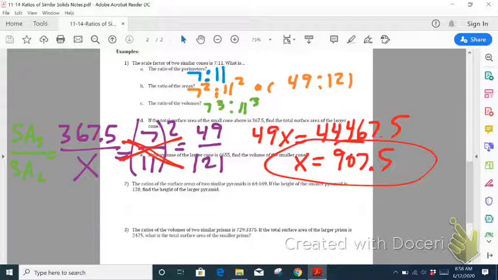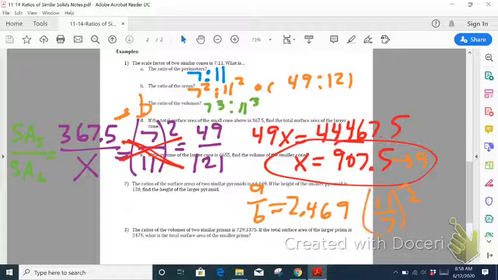Now, just to double check, if you divide 907 by 367.5, we get 2.469. Okay, so if we call this A and that B, and we do A over B, we get 2.469. Now if we take 11 over 7, which is the scale factor of the bigger shape to the smaller shape, and then square that, 11 over 7 squared is going to be the same thing, 2.469. So you could double check it by dividing the areas and seeing if they give you the scale factor squared.